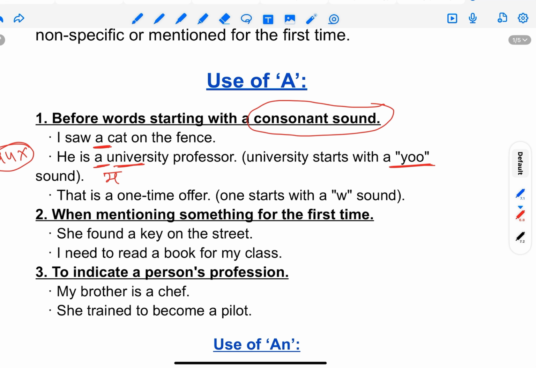That is a one time offer. Here the word starts with a vowel letter, but since the sound is a consonant w, it sounds like w, which is a consonant. So the article a will be used: a one time offer, a 1 rupee coin, not an 1 rupee coin. If you use article an, it will be wrong.